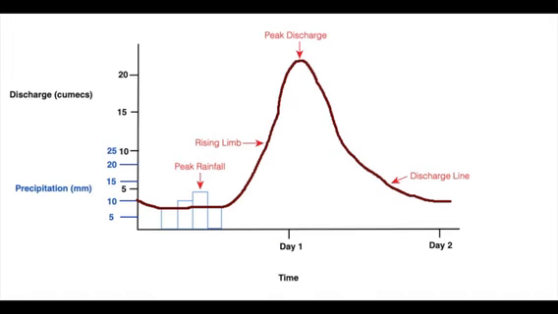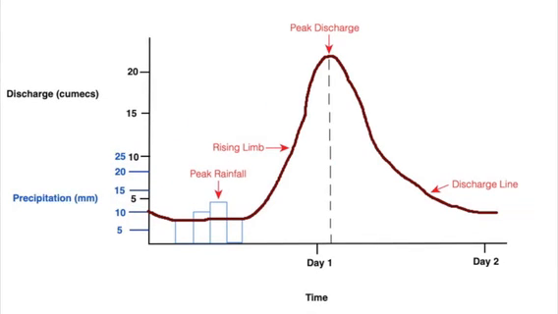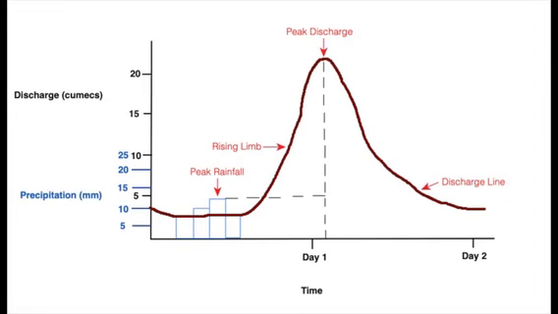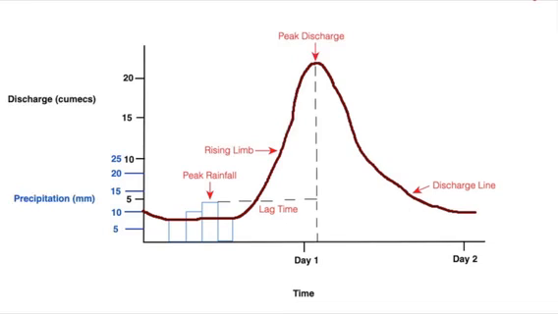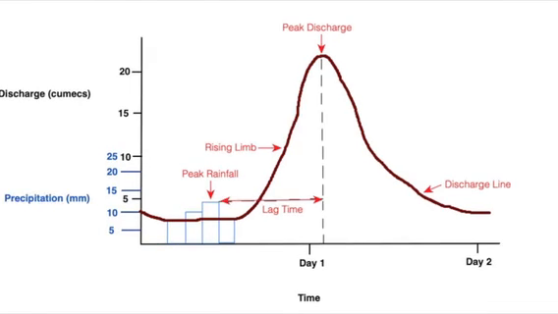Now let's talk about peak discharge. Peak discharge can be expressed as the highest water flow in a catchment area, depicted by the highest point on the maroon line graph. Now you should notice a broken vertical line going from the x-axis all the way up to peak discharge, as well as a broken horizontal line going across towards the y-axis towards a peak rainfall event. The time frame between the peak rainfall and peak discharge is referred to as the lag time.